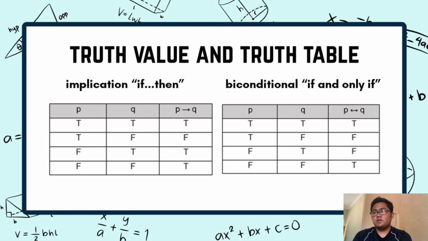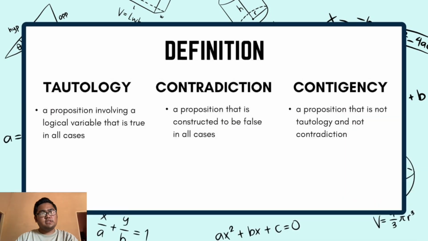So the last one, biconditional, if and only if. If P and Q are true, P if and only if Q is true. If P is true and Q is false, P if and only if Q is false. If P is false and Q is true, P if and only if Q is false. And if both P and Q are false, P if and only if Q is true. So this is the definition of the logical connectives.